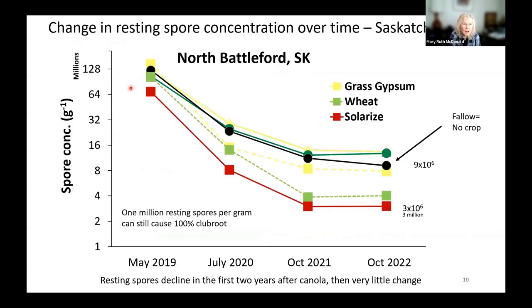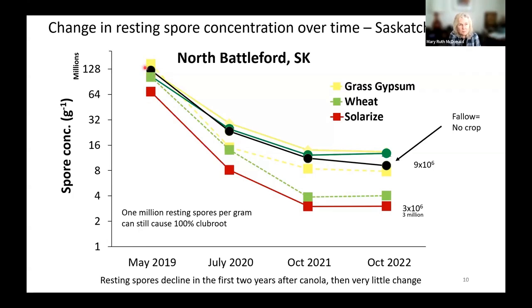This is some real data from a canola field in Saskatchewan. They were looking at gypsum to raise the calcium levels, and wheat as a rotation crop. They did look at solarization, which isn't always possible on a large scale. It started out at 128 million resting spores per gram, a really high number. But if you're growing a susceptible crop for 2 or 3 years, you can get to that number.